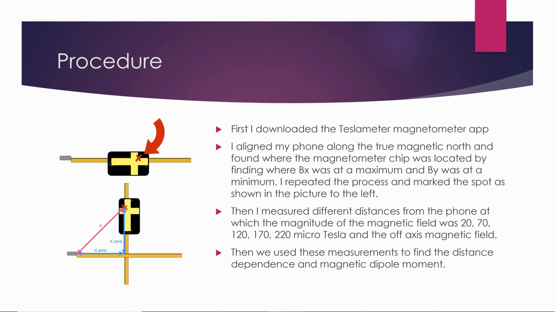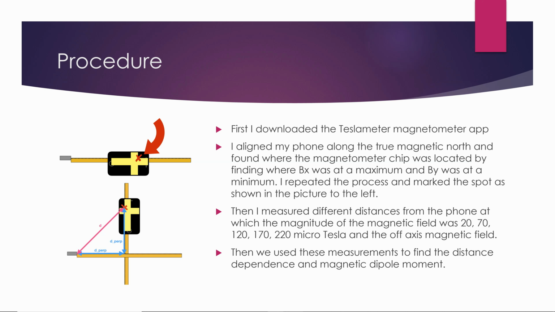For the procedure, I first downloaded the Teslameter magnetometer app. Then I aligned my phone along the true magnetic north and found where the magnetometer chip was located by finding where Bx was at a maximum and By was at a minimum. I repeated this process and marked the spot as shown in the picture to the left.